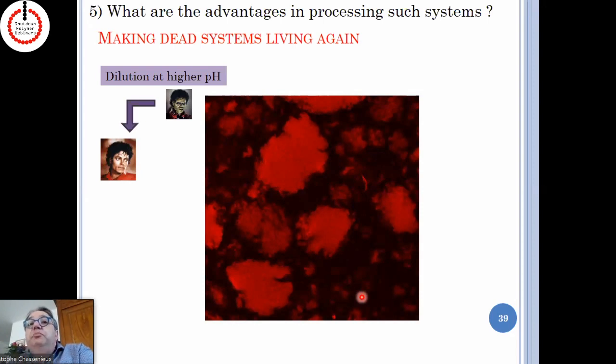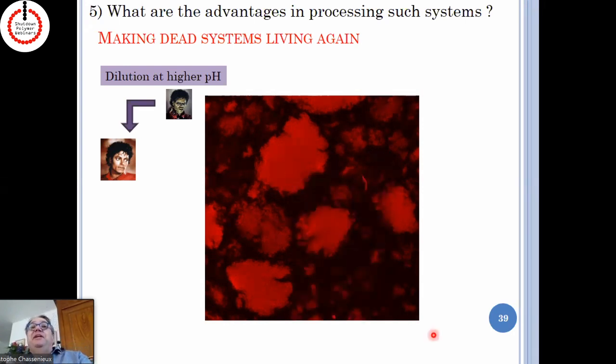Why is it very important? I will show you with this movie. I hope that it will work. So here you have bits of hydrogels. It's a confocal measurement, and it's at a pH where the system is frozen. I will dilute this hydrogel towards the pH where the system becomes living, and you will see the consequence on the structure of the hydrogels. Okay, I hope you will see it. It doesn't work. Nice.